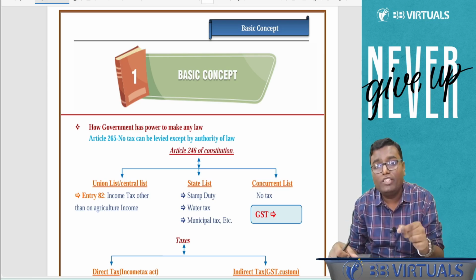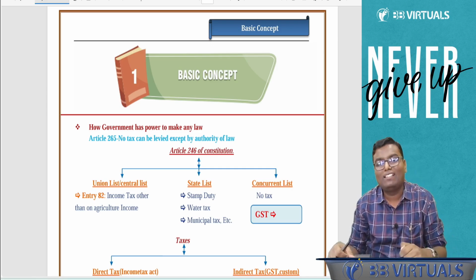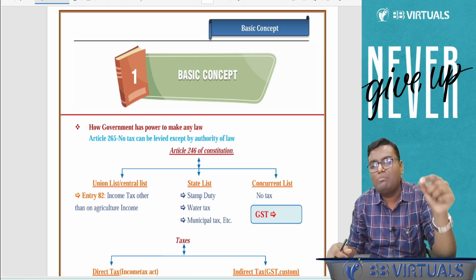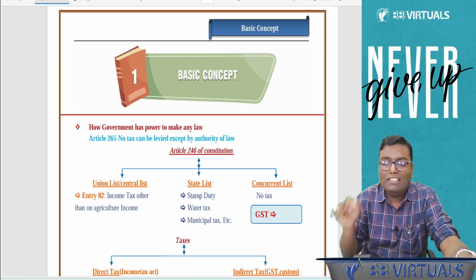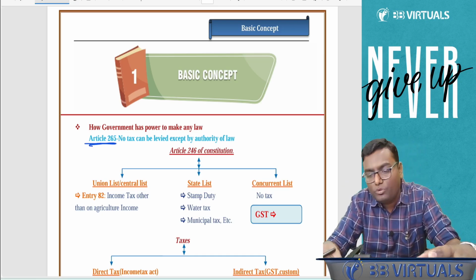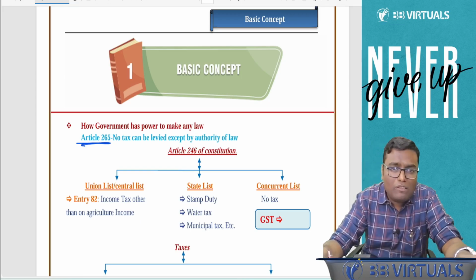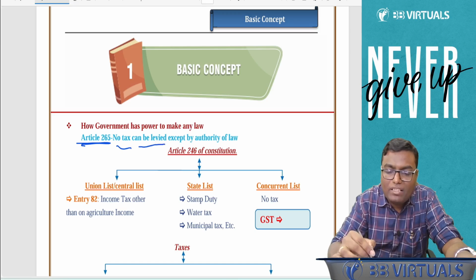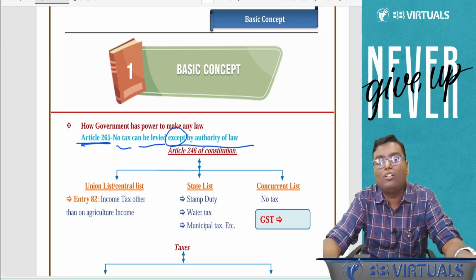The power is given to the Government of India, that the tax can be collected only and only by the Government of India. And this power is written in Article 265 of the Constitution. Article 265 of the Constitution says that no tax can be levied except by authority of the law. What is the meaning of this line?